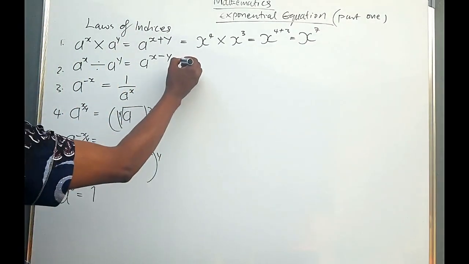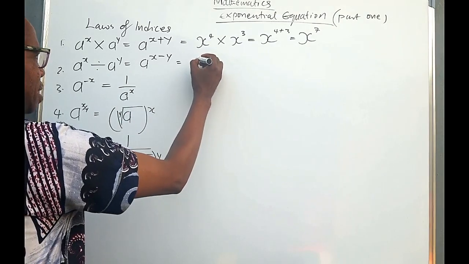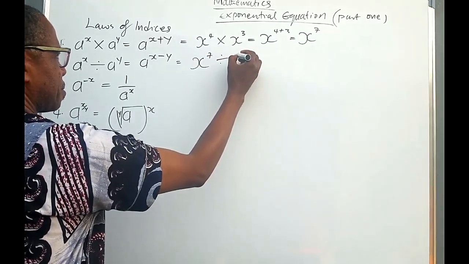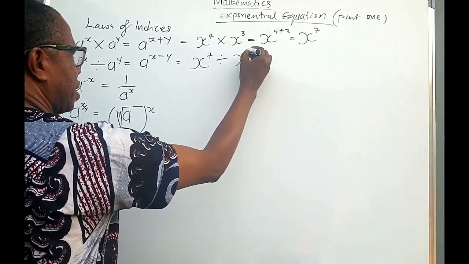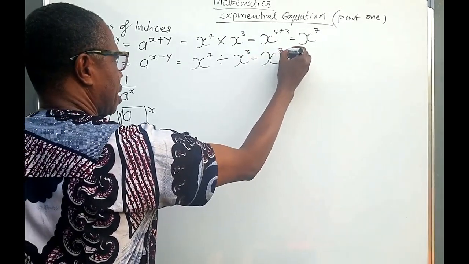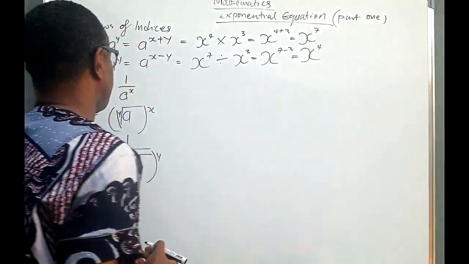And the second important law you must know before you can solve this kind of equation is that a raised to the power x divided by a raised to the power y is equal to a raised to the power x minus y. In other words, if I have something like x raised to the power 7 divided by x raised to the power 3, it will give me x raised to the power 7 minus 3, which is x raised to the power 4.